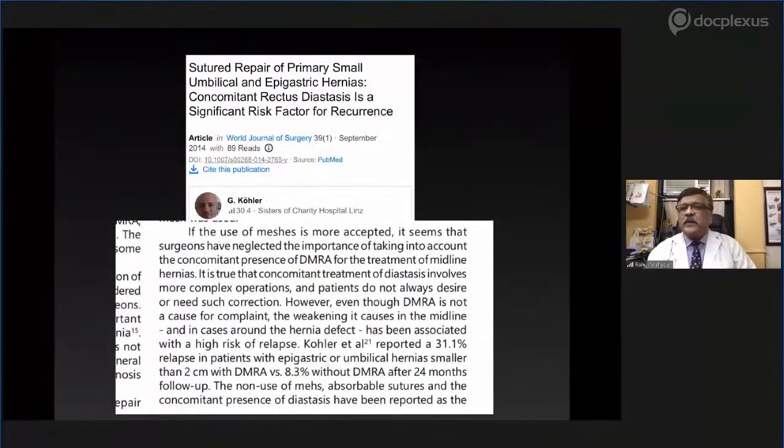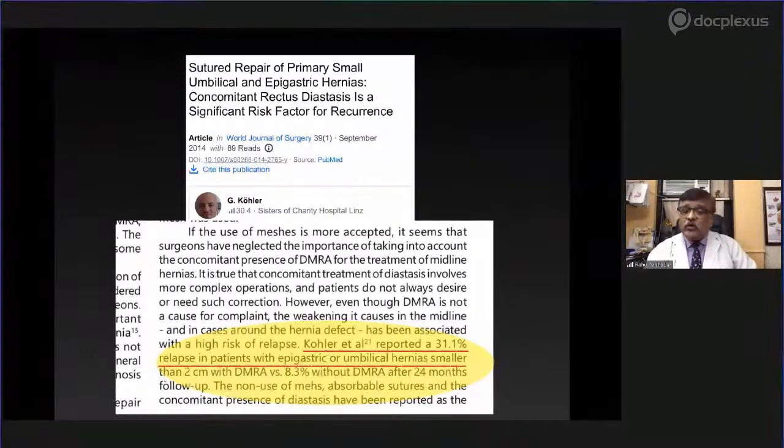Now, for suture repair of primary, small umbilical and epigastric hernias, concomitant rectus diastasis is a significant risk factor for recurrence, as told in the study by Köhler. What he has reported is almost 31.1% relapse in patients with epigastric and umbilical hernias smaller than 2 centimeters with diastasis of recti. So this is most important.